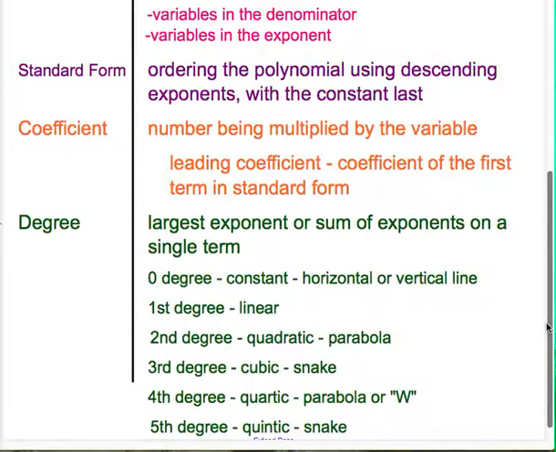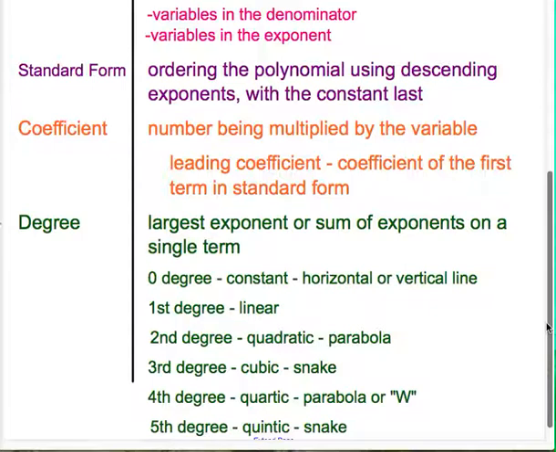And finally, we're going to be taking a look at degree. The degree of the polynomial is the largest exponent or sum of exponents on a single term. Now, for the most part, the polynomials we will be looking at will only have one variable, but if you do see a polynomial where variables are being multiplied, that is okay, it's still a polynomial, you just add those exponents to get the degree.